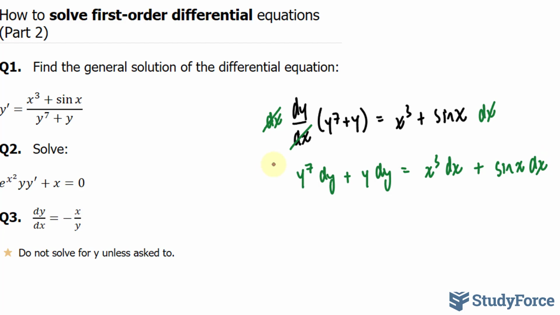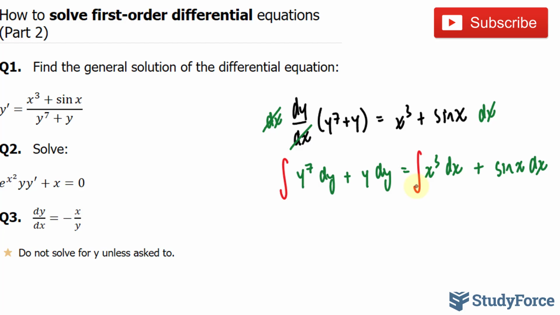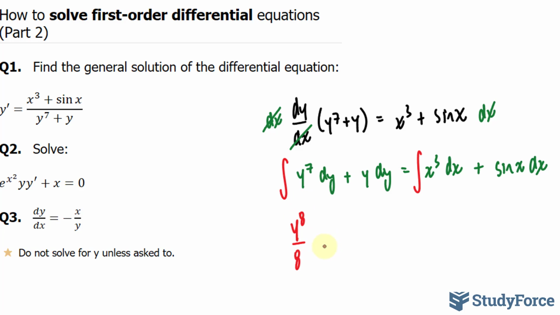Our next step is to integrate. So I'll take the integral of the left side and the integral of the right side. Taking the integral of the left side, I'll integrate this first term. I end up with y to the power of 8 over 8. We've just taken care of that term. Now the integral of y dy is y to the power of 2 over 2. And now on the right side we have x to the power of 4 over 4 plus the integral of sine x, which is actually negative cosine x. Just like with all integration, we always include a constant, so I'll include a constant over here. This right here represents the general solution of this equation.